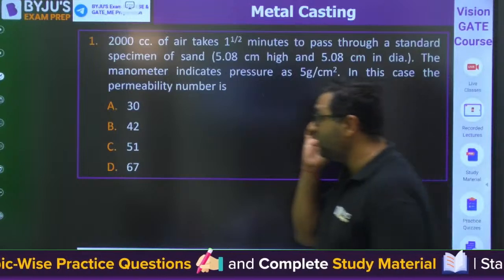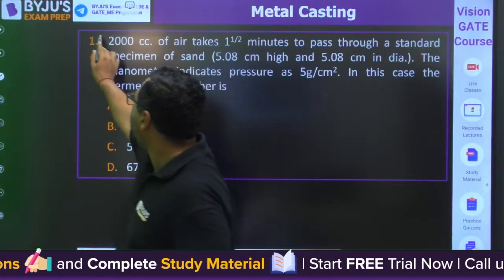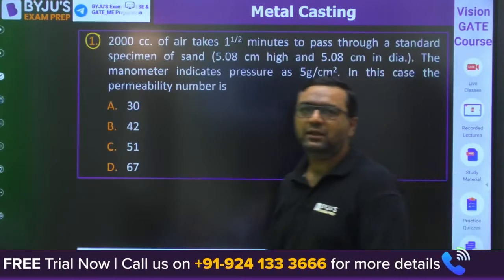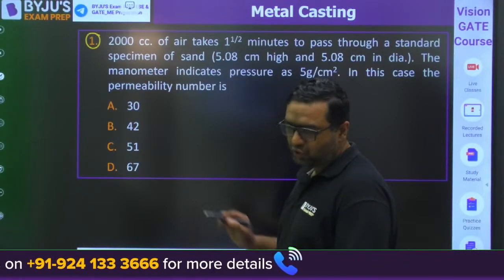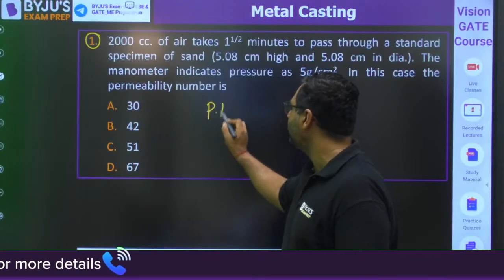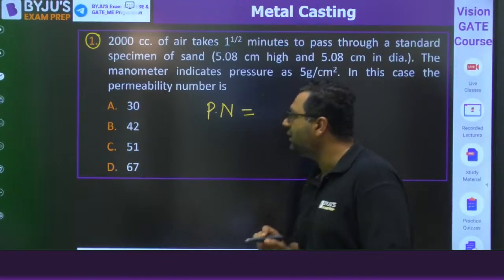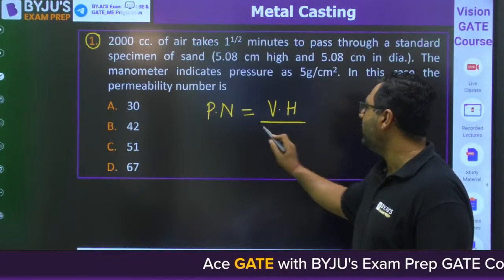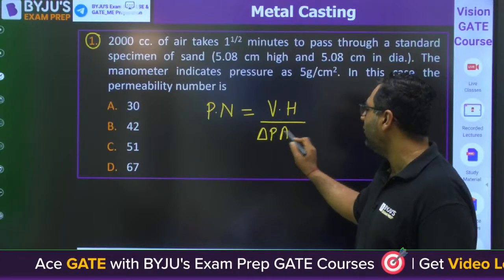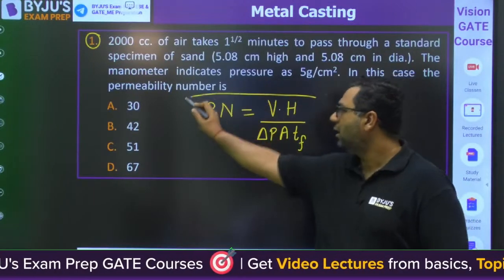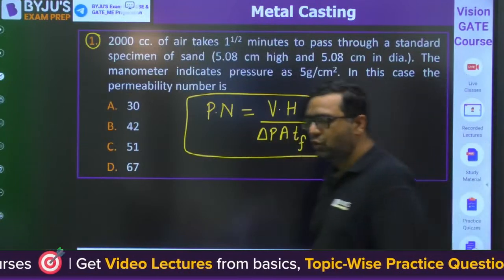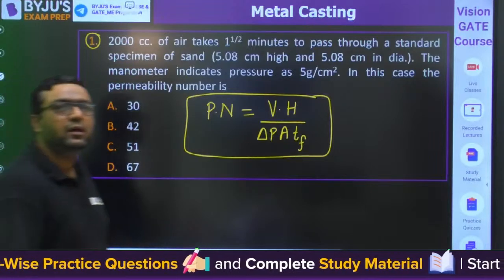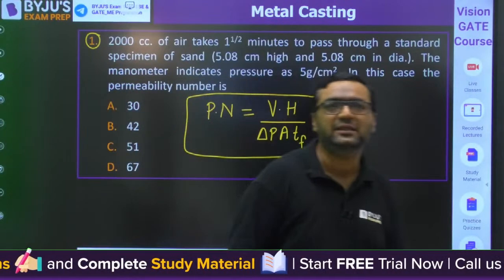And guys, this is the very first question we are starting with, which is based on the permeability number. I feel everybody is aware that the permeability number formula is V into H divided by delta P into A into T_F. So try to solve it. I am giving this formula for those who don't know. Others can directly try.